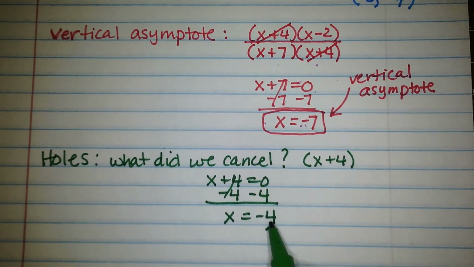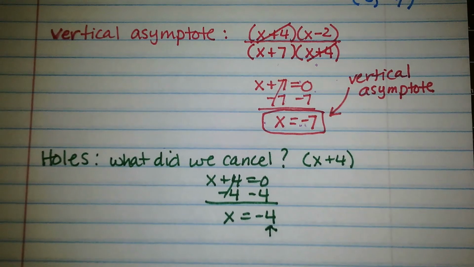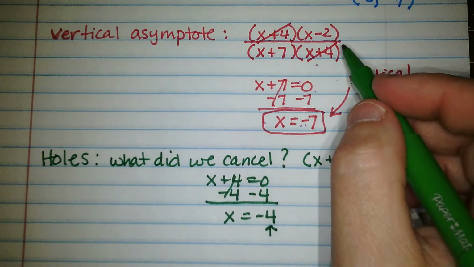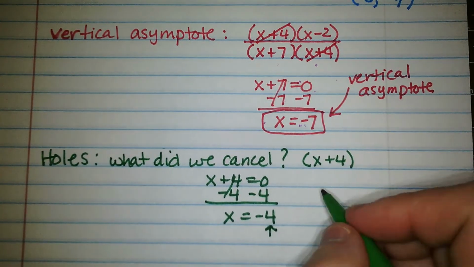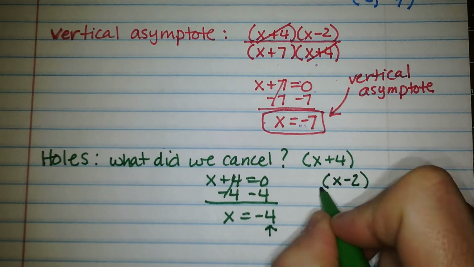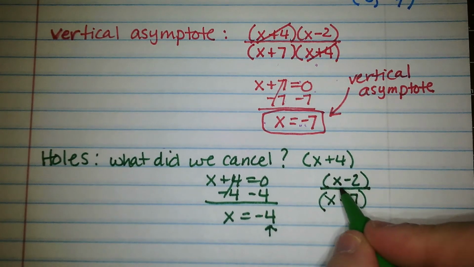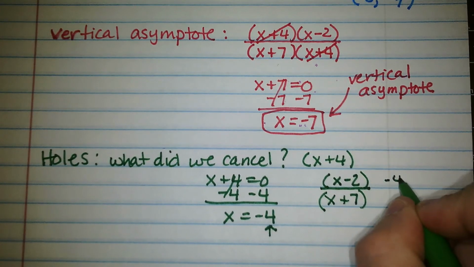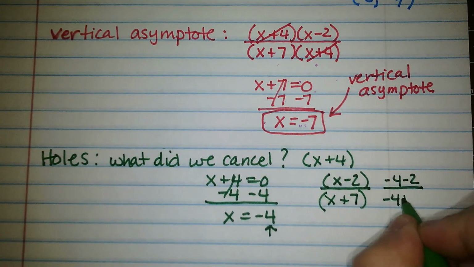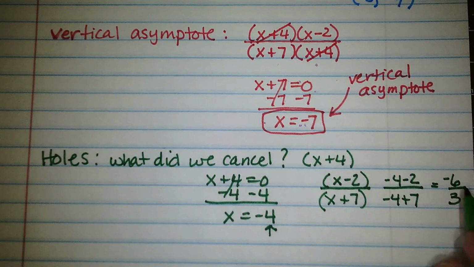So all I have to do from here is plug -4 back in to the leftovers, and that will give me my Y coordinate. So I'm going to take -4 and I'm going to plug it in up here. Well, let's do this. That's what's left on top. This is what's left on the bottom. We're going to plug -4 right in here. -4 minus 2 and -4 plus 7. And that gives us -6 over 3. And -6 over 3 is equal to -2.